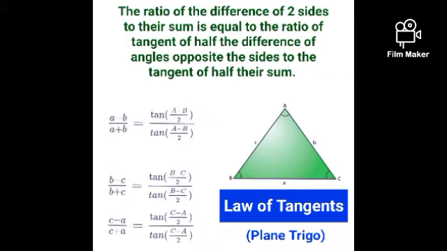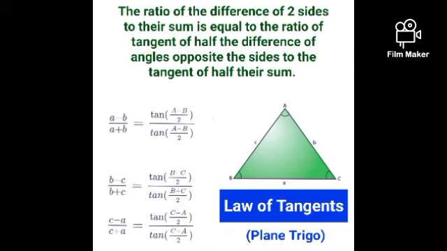At the right hand side, we have the ratio of the tangent of half the difference of the angles opposite the two sides. That is tangent of quantity A minus B over 2, where A minus B over 2 is half the difference of the angles A and B opposite the sides small a and small b, and the tangent of half their sum. Half their sum is given by A plus B over 2.